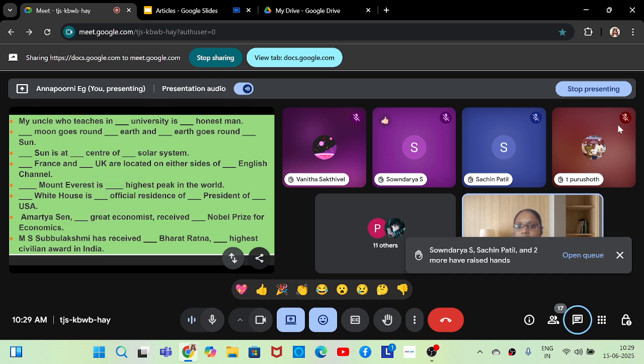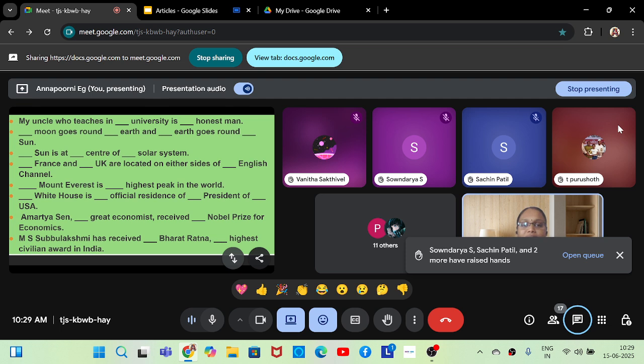Yes, now coming to the next one. Next one is for Purushothaman. Dash moon goes round dash earth and dash earth goes round dash sun. The moon goes round the earth and the earth goes round the sun. Very good.